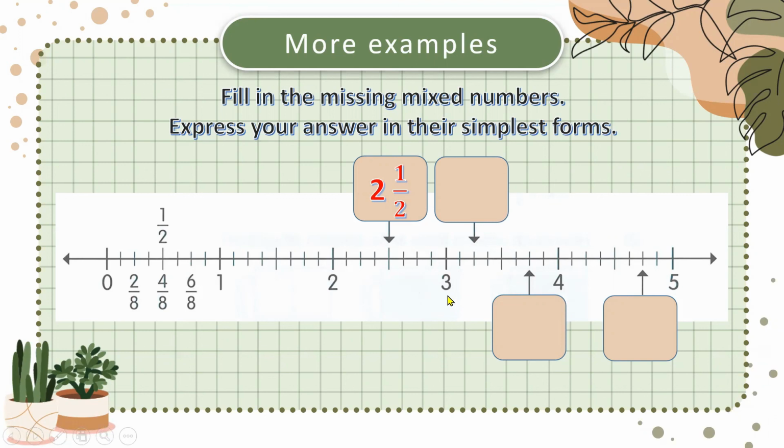Let's try to answer. So from here, our whole number is 3. The denominator is 8. And our numerator is 1, 2, and so 2/8. But we still need to get the simplest form of 2/8. The common factor of 2 and 8 is 2. So 2 divided by 2 is 1. 8 divided by 2 is 4. Therefore, this is 3 and 1/4.